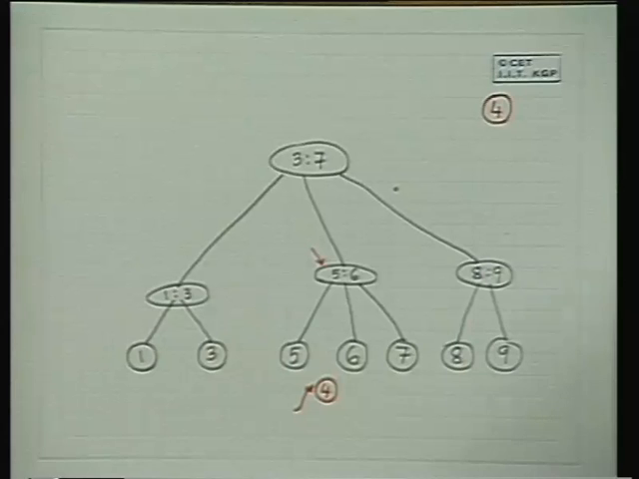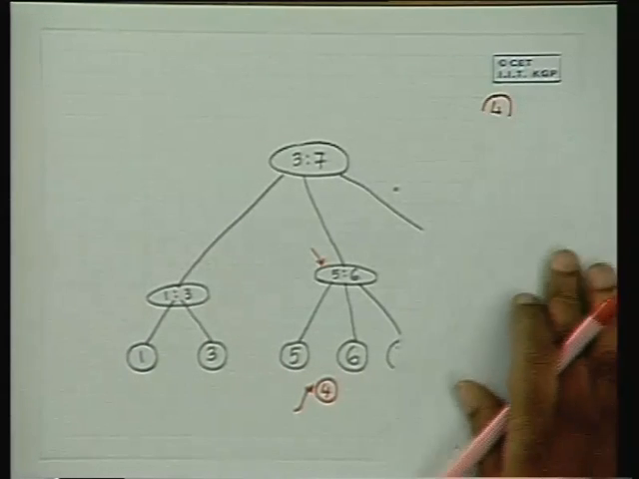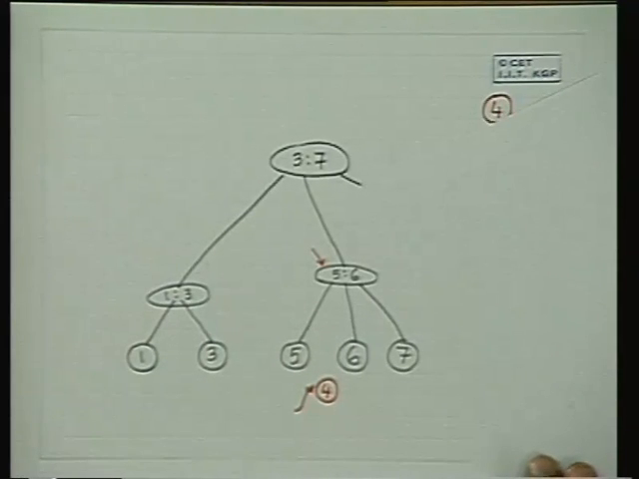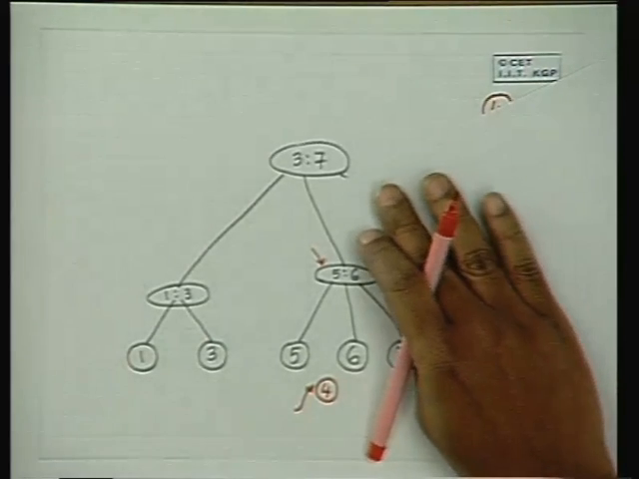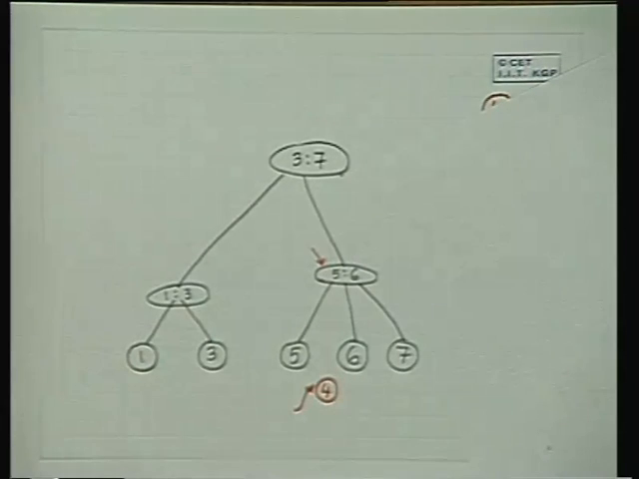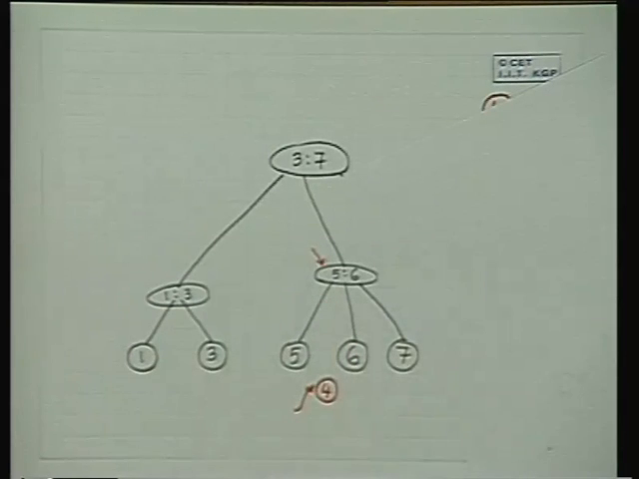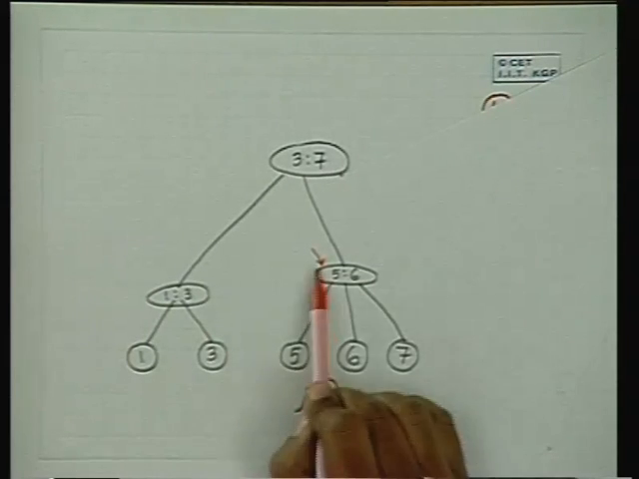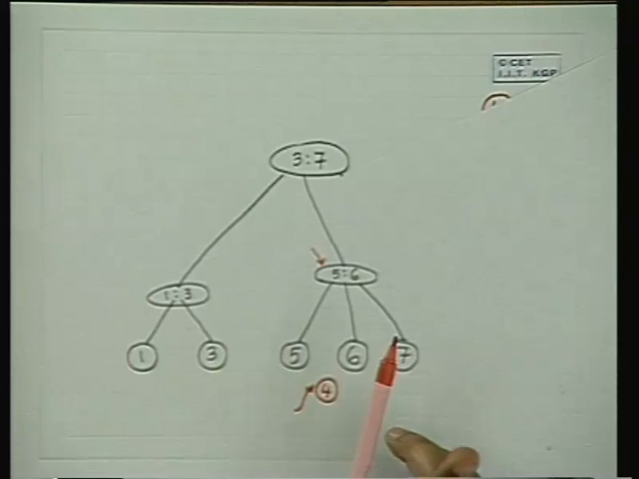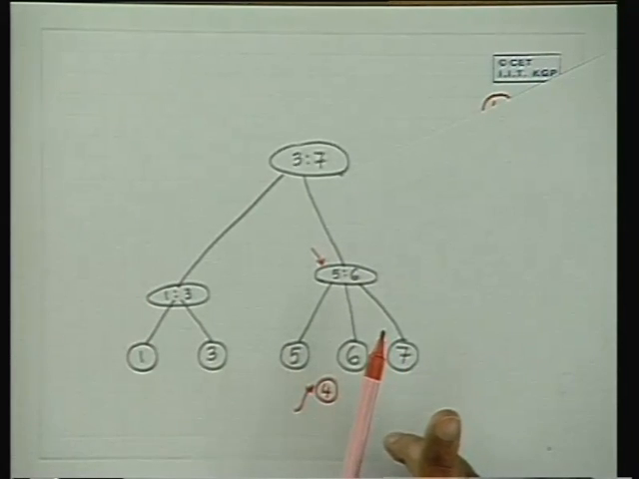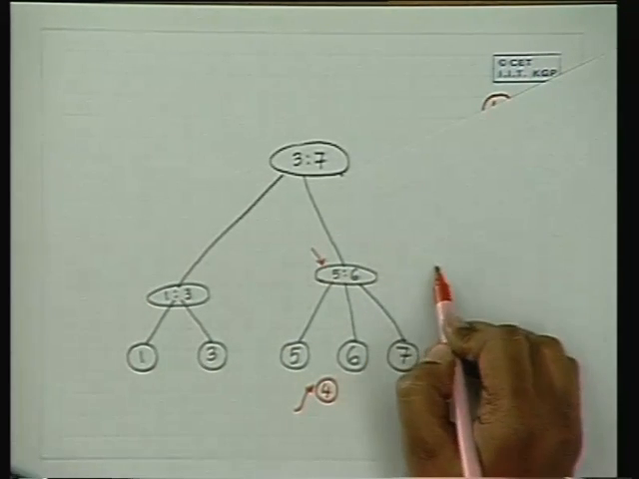Okay, suppose this part is not there. That should simplify our problem. Suppose this is not there and you want to insert 4. So here 4 will get, so what will you do? Can you tell me? Guess. You will have to split this node into 2 nodes. You have to make one more node. Alright. So you will make one more node.